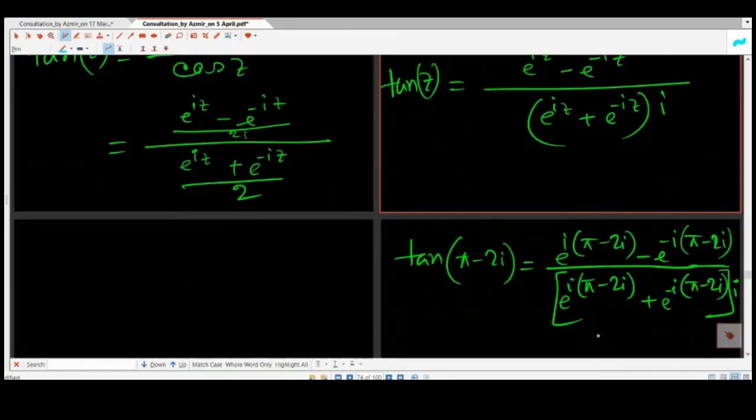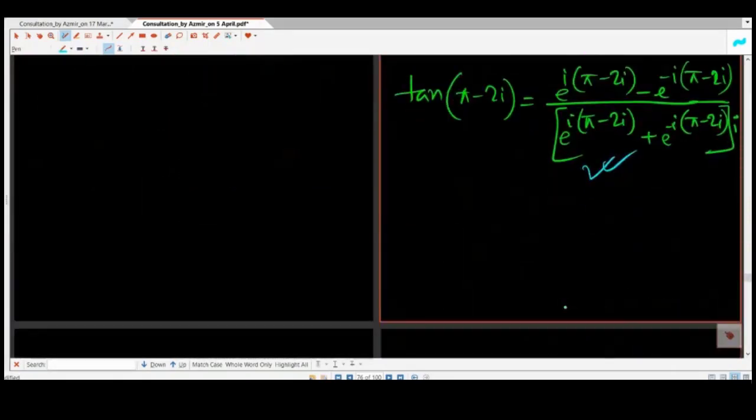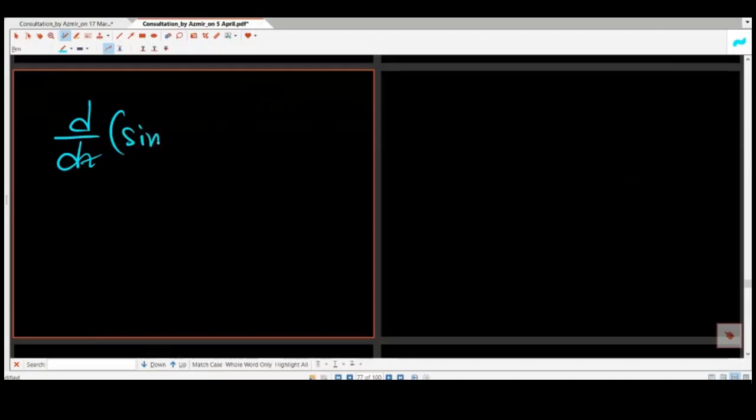So if we keep our result here, that is okay. Or we can also simplify to the numerical value. So this is up to us. But the main thing is on the right side, we have a single valued function. So complex trigonometric functions are analytic because these are single valued functions. So we can find the derivative of sine z, and we can find the derivative of cosine z.